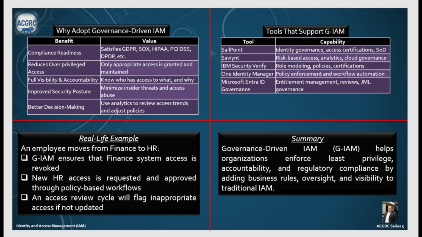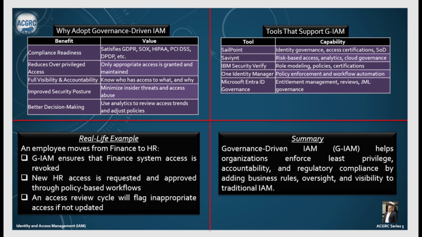It helps with better decision making, uses analytics to review access trends and adjust policies. Which are the tools? All the tools that we discussed earlier. It helps with the identity governance, policy enforcement, role modeling, policies, certification, entitlement management, and so on and so forth. You can use a combination of tools, the ones which matter to you from your organization requirement perspective.